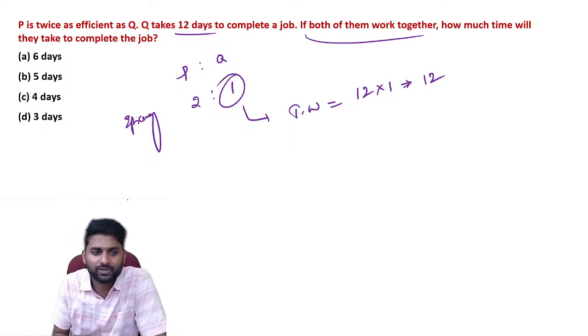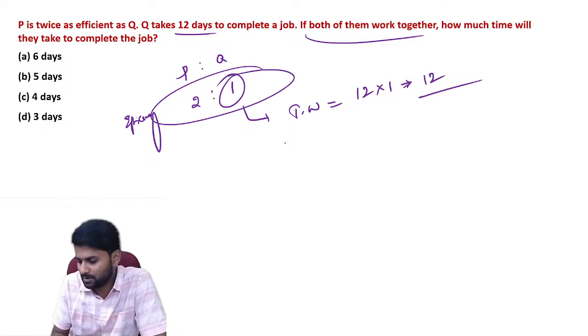Now, if both work together, how much time does it take to complete the job? We are assigning both the people, and the total task we have to finish is 12 units. If you assign both persons at a time, they will finish 3 units per day. Then the whole work is completed in 4 days.